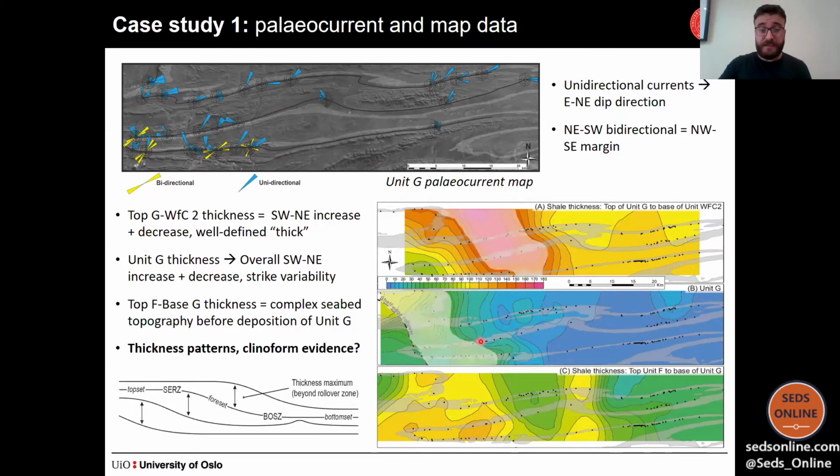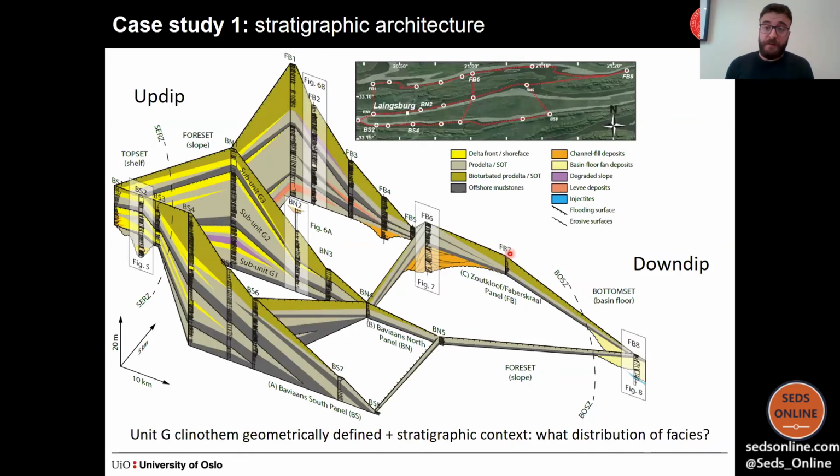And when we try to translate this to what we think it is showing, it is basically a thickening then thinning pattern that we suggest is showing the development of a clinothem succession, from unit G and prograding over the next units. So this was our hypothesis. The first hypothesis with the thickness maps was that unit G was the start of the development of these clinothems. And then we moved on, and we wanted to look at the deposits of unit G.